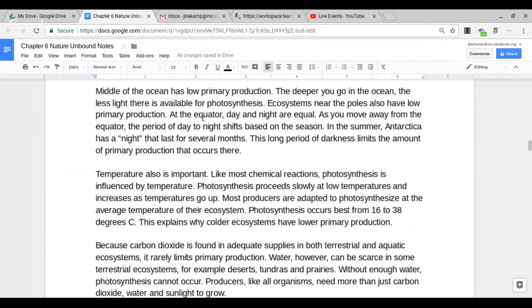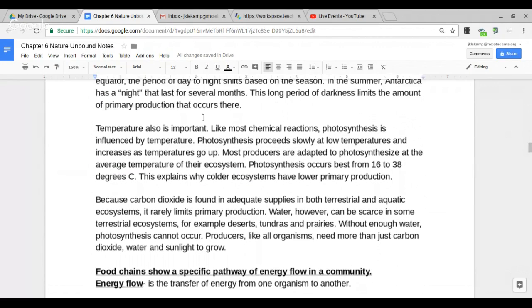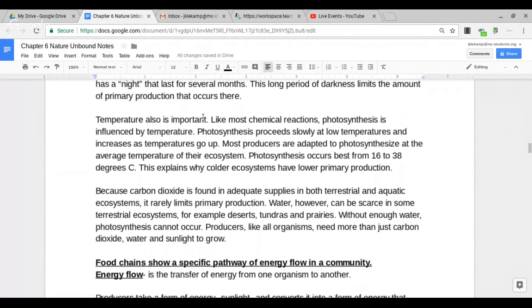But in contrast, when you look at the equator and a lot of our areas that are in that equator belt, you see a lot of high primary production areas, because they get a lot of light. Temperature is also very important.